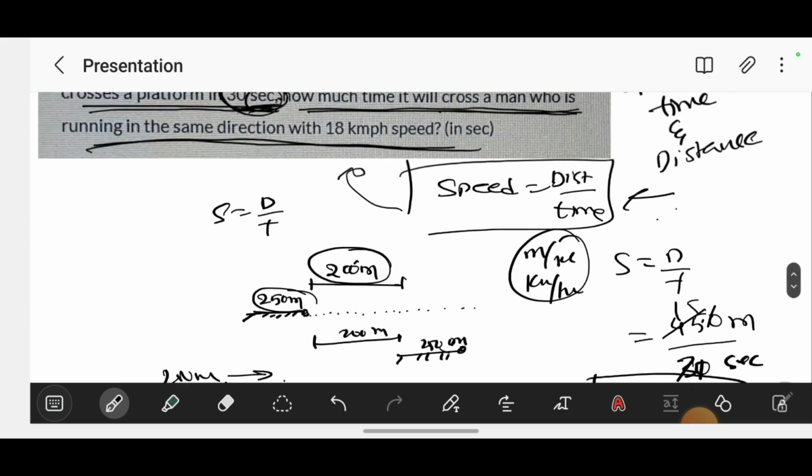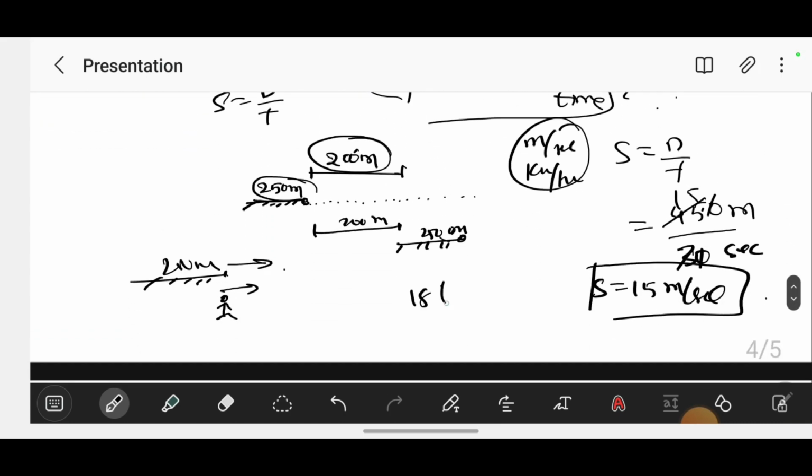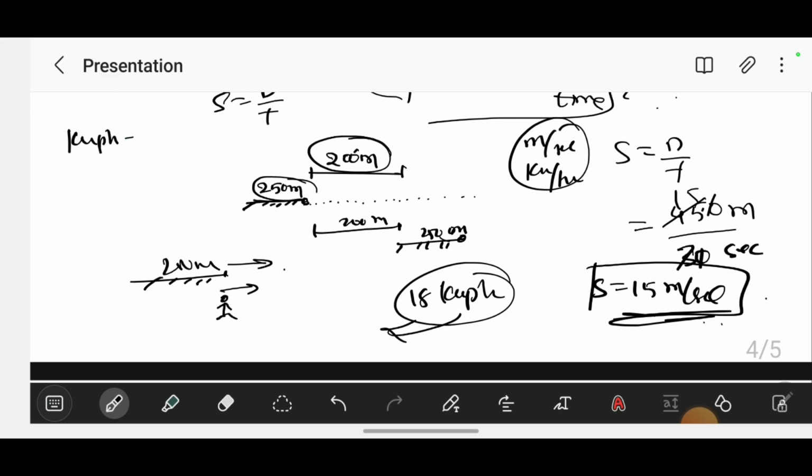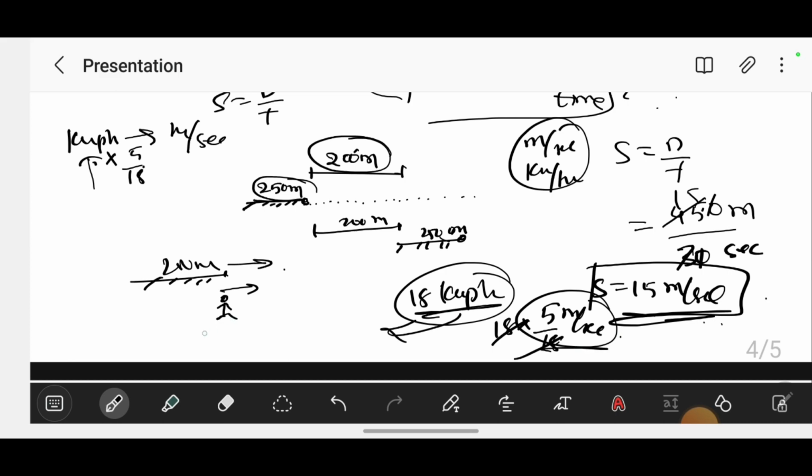And what is his speed? His speed should be 18 kilometers per hour. You have to change this into meters per second because the speed here is in meters per second. For changing kilometers per hour to meters per second, you have to multiply by 5 by 18. So for 18 kilometers per hour, to change it into meters per second, 18 into 5 by 18. So 5 meters per second we got. So the speed of the man is 5 meters per second.